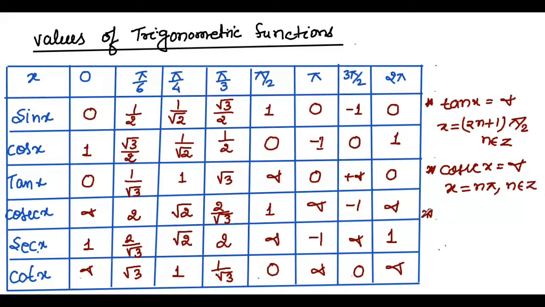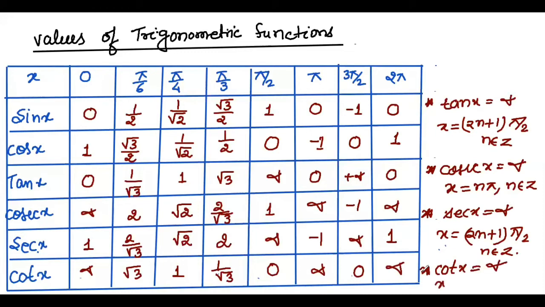Now next, sec x equals infinity when x equals again an odd multiple of pi by 2, (2n plus 1) pi by 2, where n belongs to integers. And cot x equals infinity when x equals n pi, where n belongs to integers. So you have to remember this table. This is a very important table.